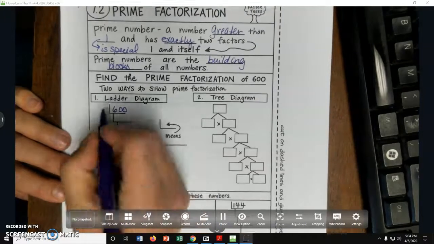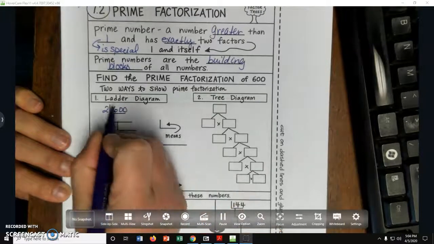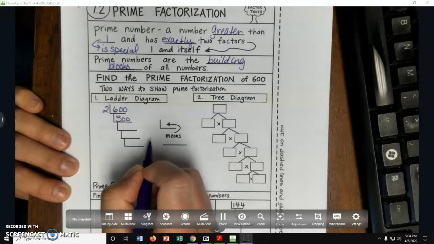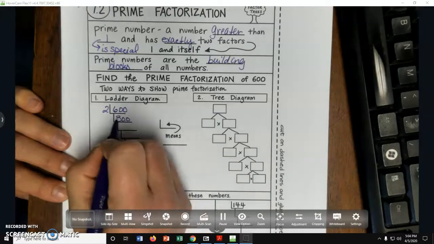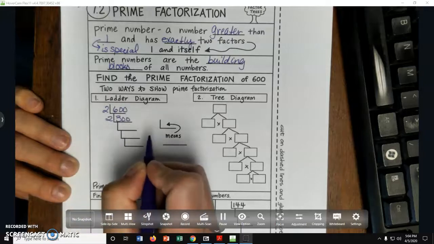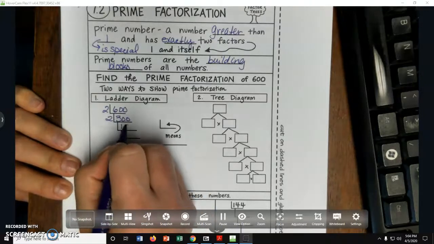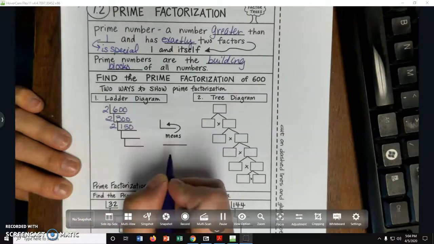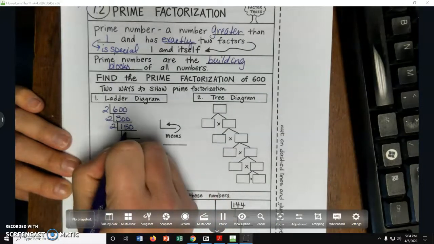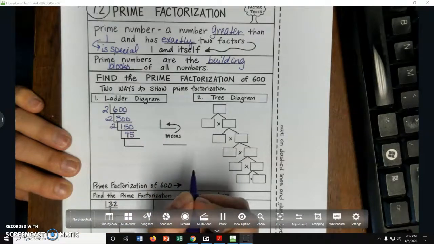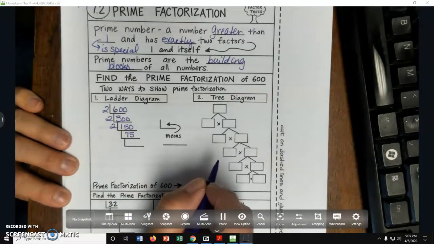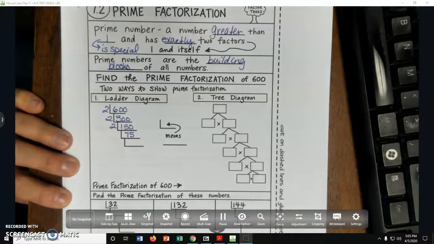So is 600 divisible by 2? Yes. 600 divided by 2 gives me 300. Again, starting with the lowest prime number, 2. Is 300 divisible by 2? Yes. Half of 300 is 150. Same question again. Is 150 divisible by 2? Yes, it is. Half of 150 is 75. All right, so now I say, is 75 divisible by 2? Well, no, it is not.